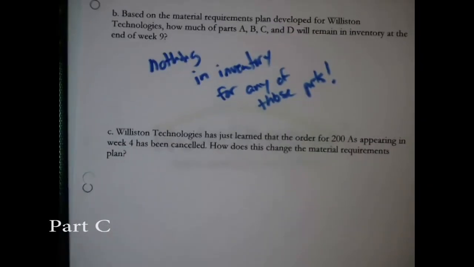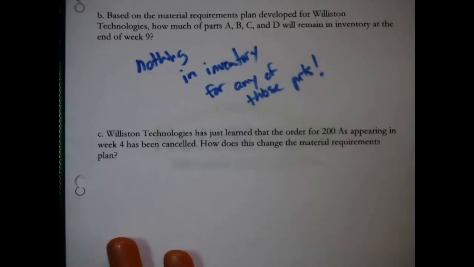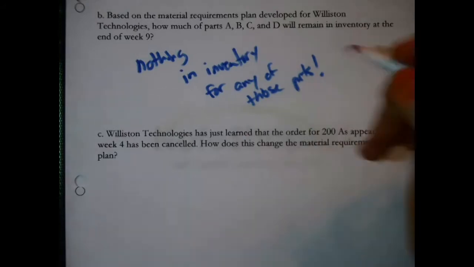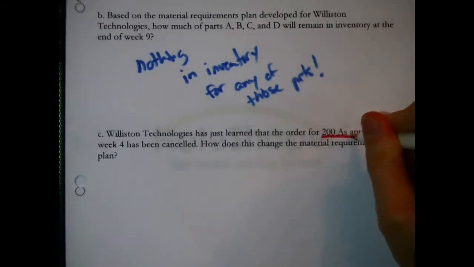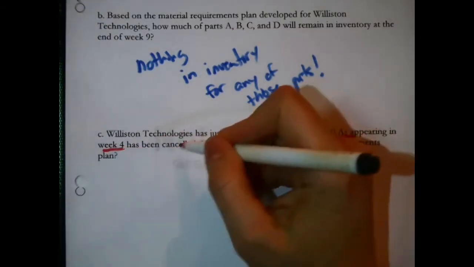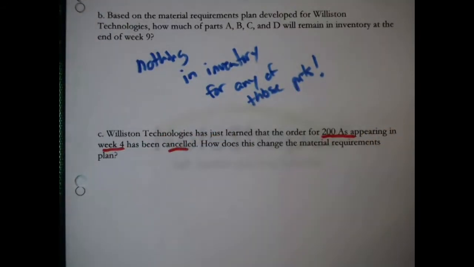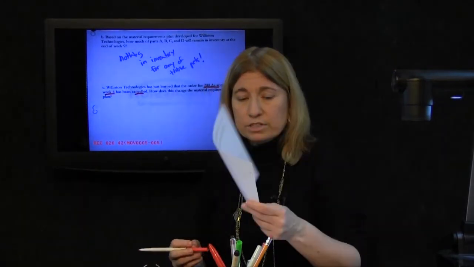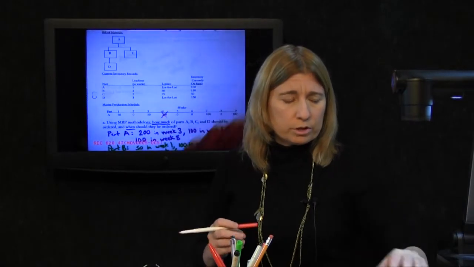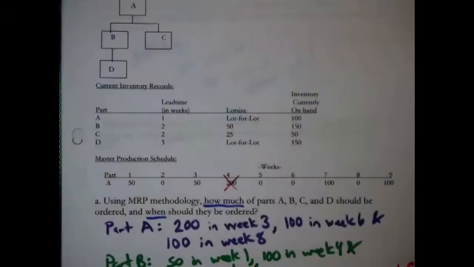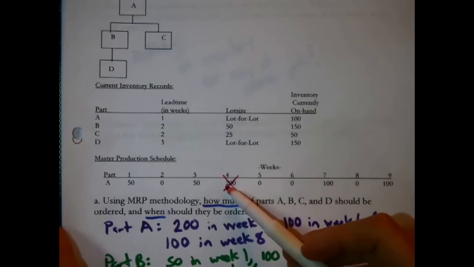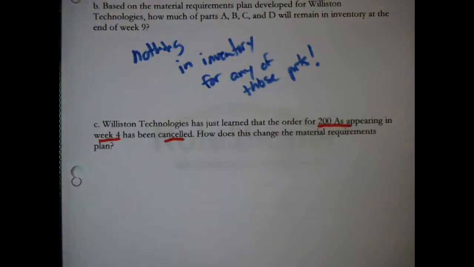Williston Technology has just learned that an order for 200 A's appearing in week 4 has been canceled. Ah, this is a pest. MRP nervousness. 200 A's in week 4, canceled. How does this change the plan? Okay, well, first off, we could look and see how it changes the original data that we were working with. What that last question part is saying is that, yeah, see, cross through. That 200 is no longer there.